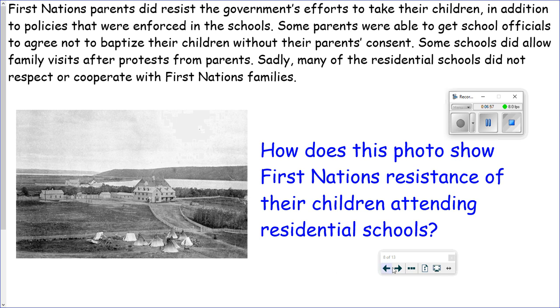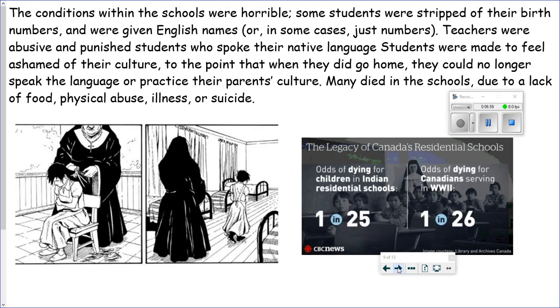Now let's move on. The conditions within the schools were horrible. Some students were stripped of their birth names and were given English names, or in some cases just numbers. Teachers were abusive and punished students who spoke their native language. Students were made to feel ashamed of their culture to the point that when they did go home, they could no longer speak the language or practice their parents' culture. Many died in the schools due to a lack of food, physical abuse, illness, or suicide.